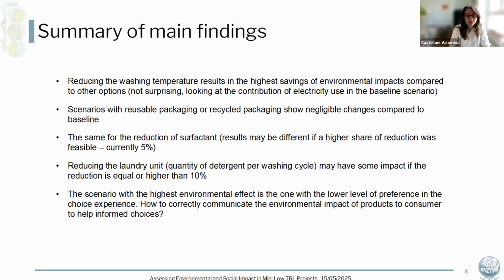Reducing the laundry unit, so the quantity of the detergent per washing cycle, may have some impacts if the reduction is equal or even higher than 10%. And this again comes back to the results of the impact of the baseline product, because if you remember, production of ingredients was the second most important activity for some impact categories.